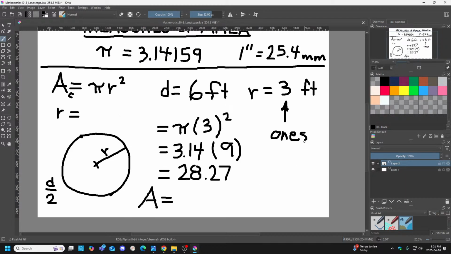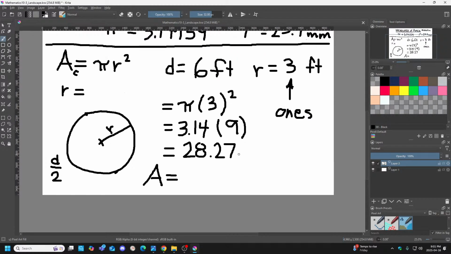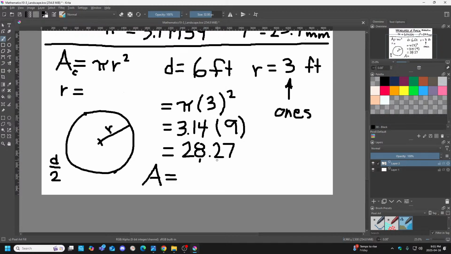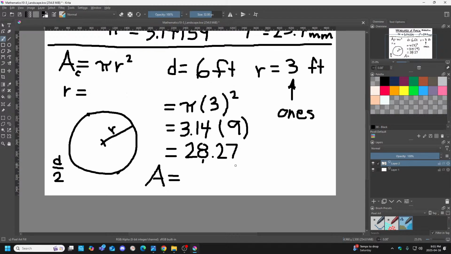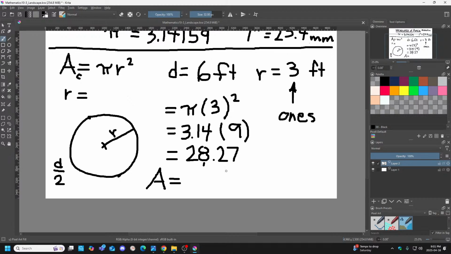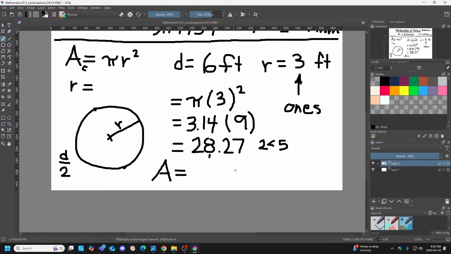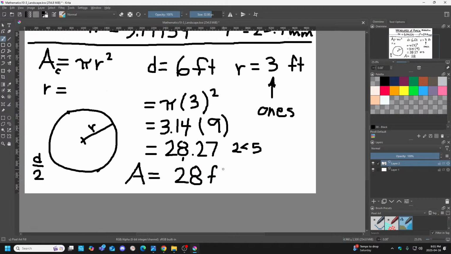So therefore our answer is going to be to the nearest ones place, which is this position. We don't round up. Even if I did round this up to 3, we'd still be okay. So 2 is less than 5, therefore no rounding. So our answer is going to be 28. Don't forget your units, feet squared.